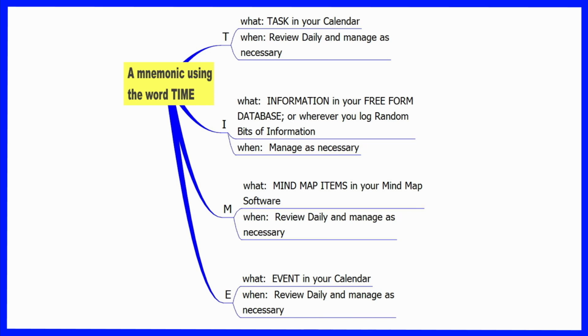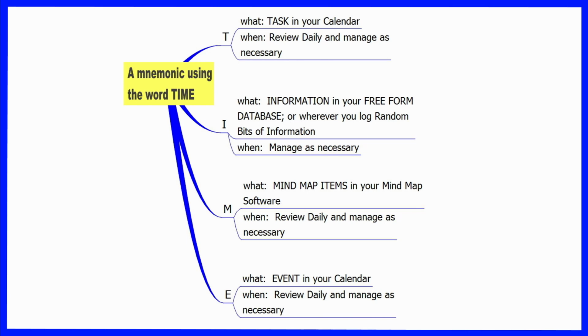A URL is available in the description area of this video to a PDF file of this mind map illustrating this time mnemonic. I will go over what each letter in the word time represents and explain what action should be taken for each letter in the word time. Using this time mnemonic makes it easy to know when and what you should do in order to maintain your goal planning system. Until it becomes habit, daily use this time mnemonic to remember to know what you need to do to maintain your goal planning system.